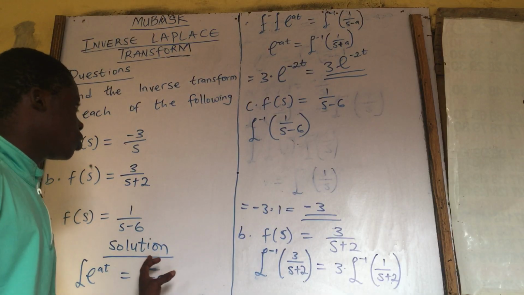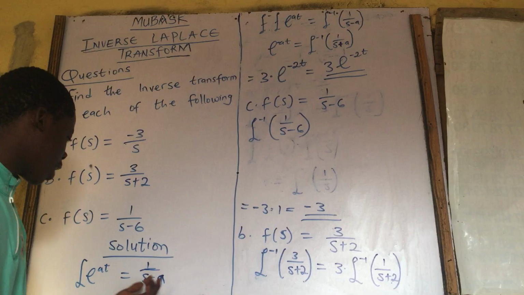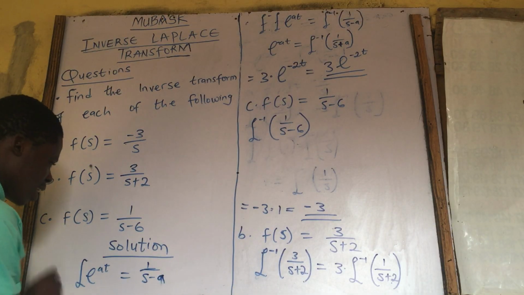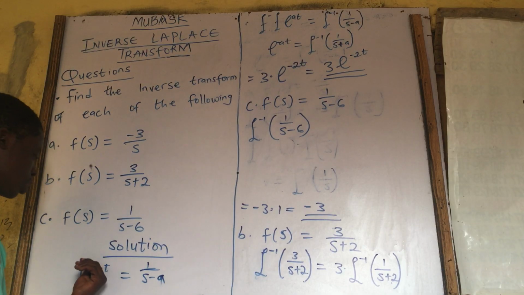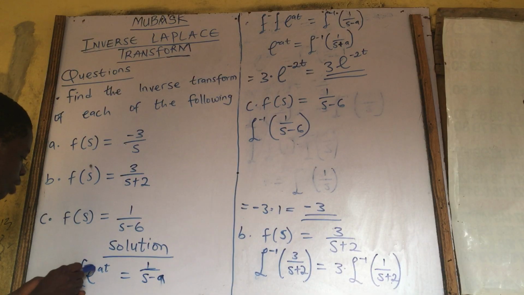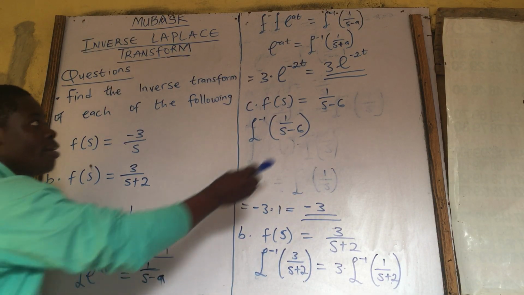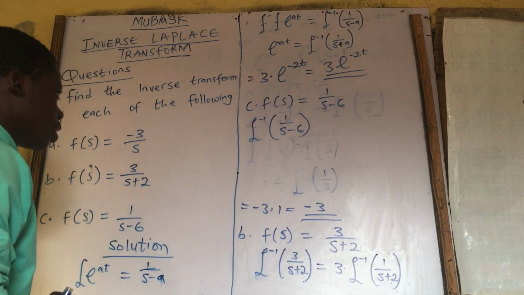So this is positive. Now, since 1 divided by x minus a, this is positive, this is negative, and the exponential is taking the positive sign. If this exponential were taking a negative sign, that means the inverse would be taking a negative sign.